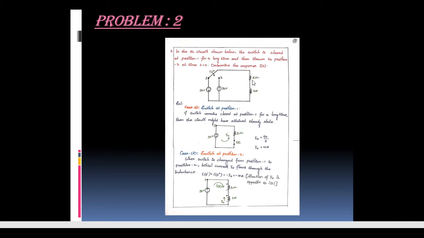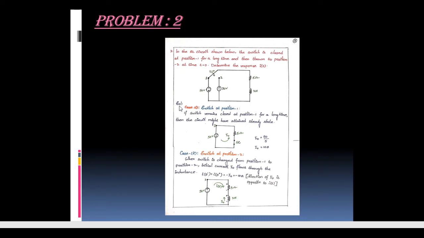When you look at the circuit itself, you can see there are 2 positions of the switch. Initially it is at 1, and after some time, at t equal to 0, it moves on to switch position 2. We have 2 batteries here, 50 volt which is minus plus, and 50 volt here as plus minus. You have a resistance of 5 ohms and an inductance of 2 Henry.